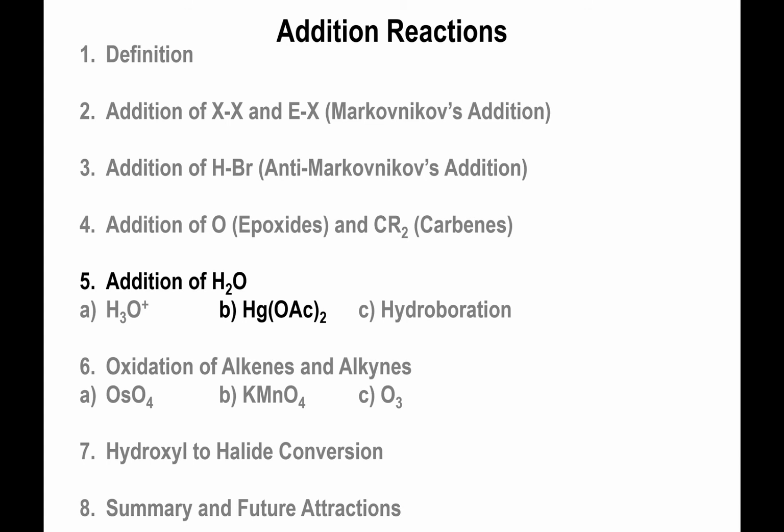All right, but as stated, just trying to add water directly, or H3O plus, to the alkene leads to this rearrangement business, which is rather inconvenient. If instead we use a few other reagents, we can circumvent this problem. And the first one is mercury reagent, mercuric acetate.